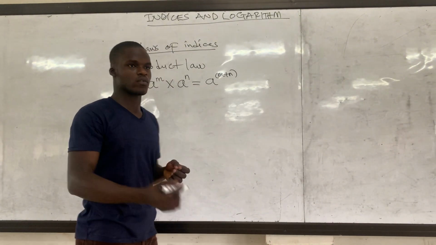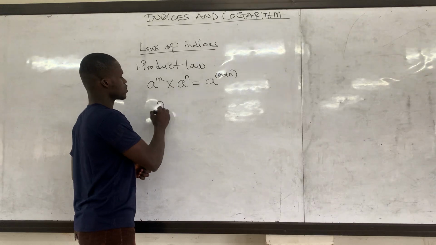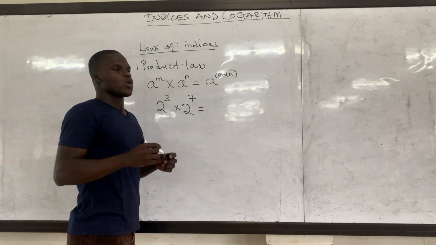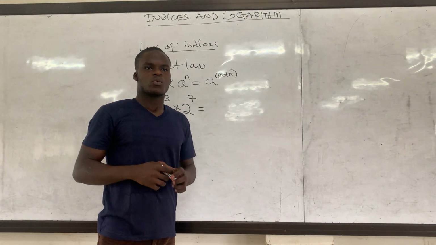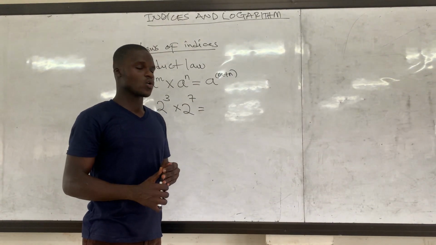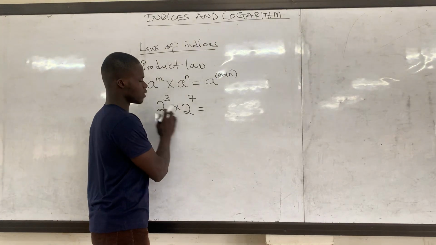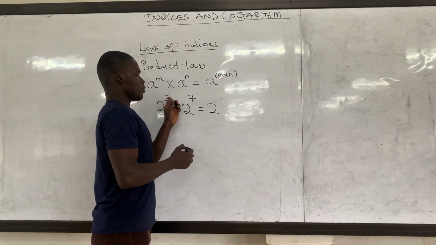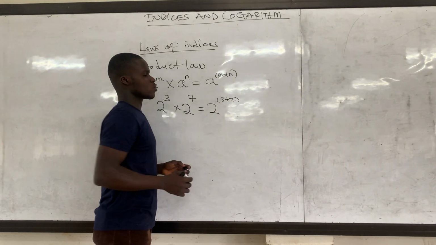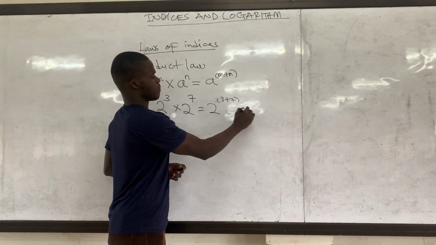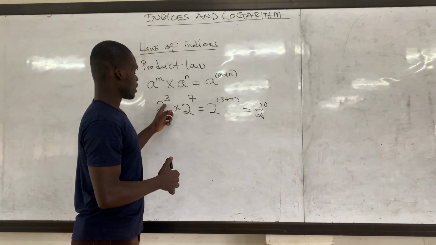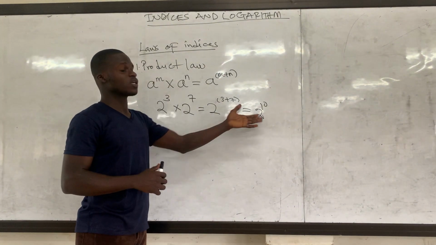Let's take a typical example of this. A typical example could be something like 2 exponent 3 times 2 exponent 7. So if we have 2 exponent 3 times 2 exponent 7, we do not have to go and say 2 exponent 3 is 8, and it's actually a long way. So according to indices, we just maintain one of the bases here, 2, then we add the exponents or the index or the power. So that's going to be 3 plus 7, which is actually 10.